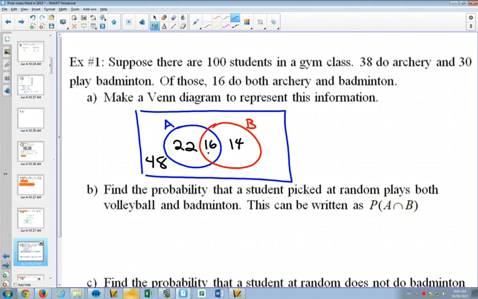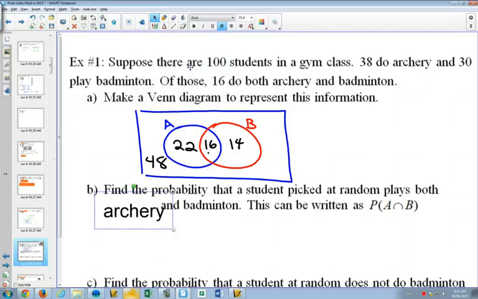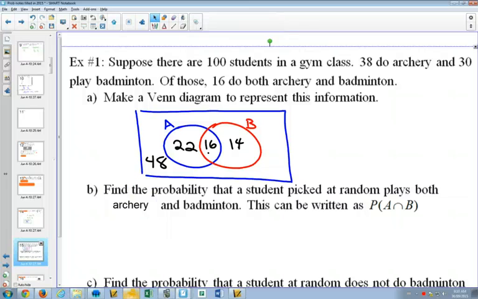Now we have to switch the words around here. Take out the word volleyball here, because our diagram doesn't make sense with that. Add the word archery. Quickly change this so you never notice whatsoever that I ever made a mistake. Perfect. Can't even tell that the text changed at all.